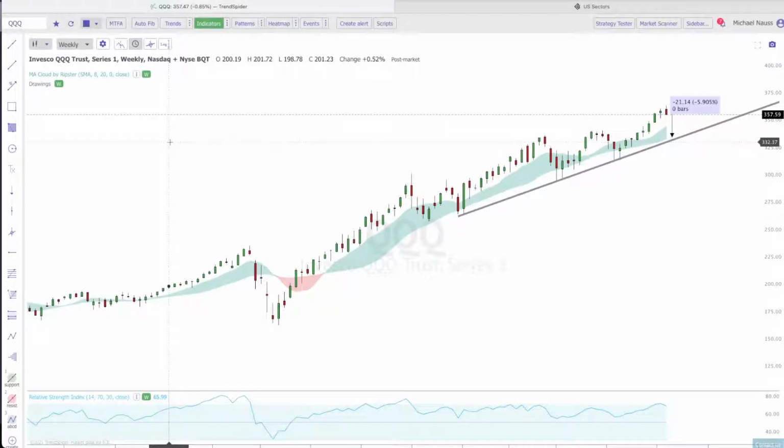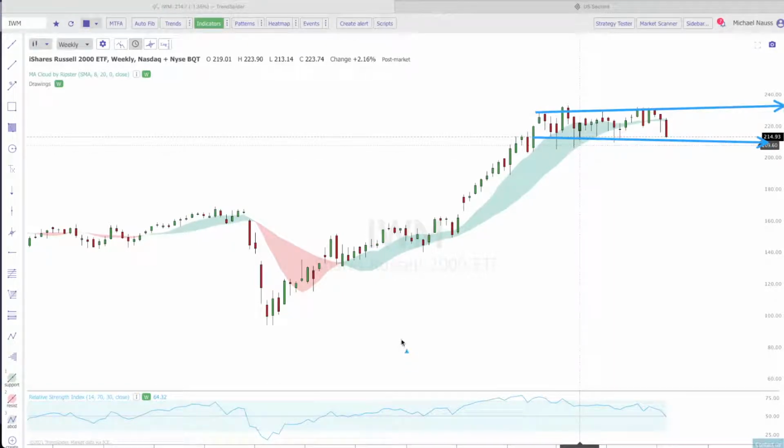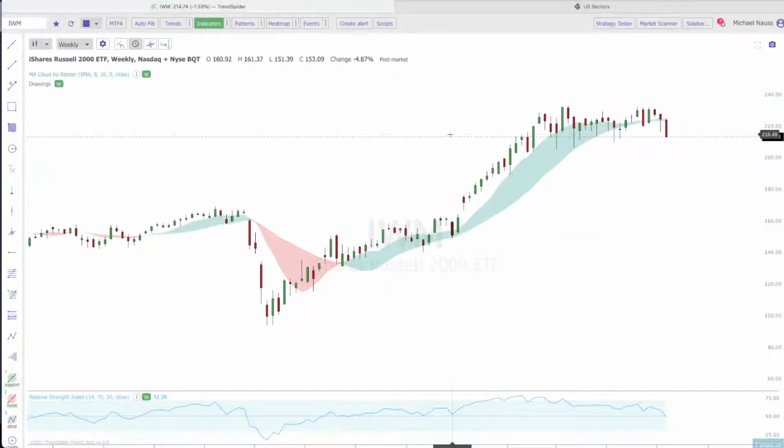Last but not least, I want to look at two. I want to look at IWM, which never got off the ground, right? The breakout area for IWM is still right here. So this never got out of this range where we have resistance right up here.